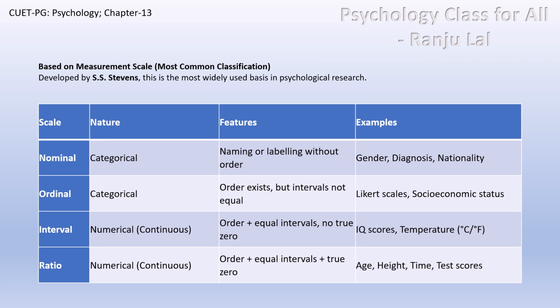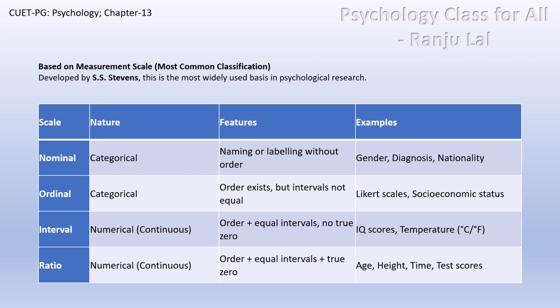Next is ordinal data that introduces order, but the intervals between values are not uniform, such as Likert scale responses and socio-economic status. The third is interval data that allows us to measure meaningful differences, but it lacks a true zero value, like IQ or temperature in Celsius or Fahrenheit. Fourth is ratio data that includes all the properties of interval data plus a true zero point that makes it most robust, like reaction time, age, height, salary, weight, etc.